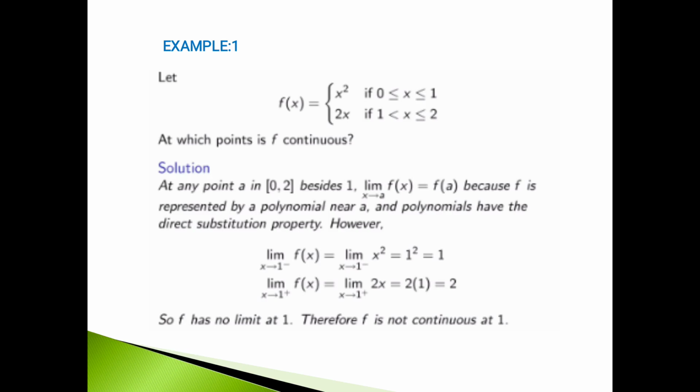That is, limit as x tends to 1 minus of f(x) is equal to limit as x tends to 1 minus, applying the first function x squared, which is equal to 1 squared, equal to 1. Next, limit as x tends to 1 plus of f(x) is equal to limit as x tends to 1 plus, applying the second function 2x, which is equal to 2 into 1, which is equal to 2. But here we have two different limits. But already we know the limit is always unique. So f has no limit at x equal to 1. Therefore, f is not continuous at x equal to 1.